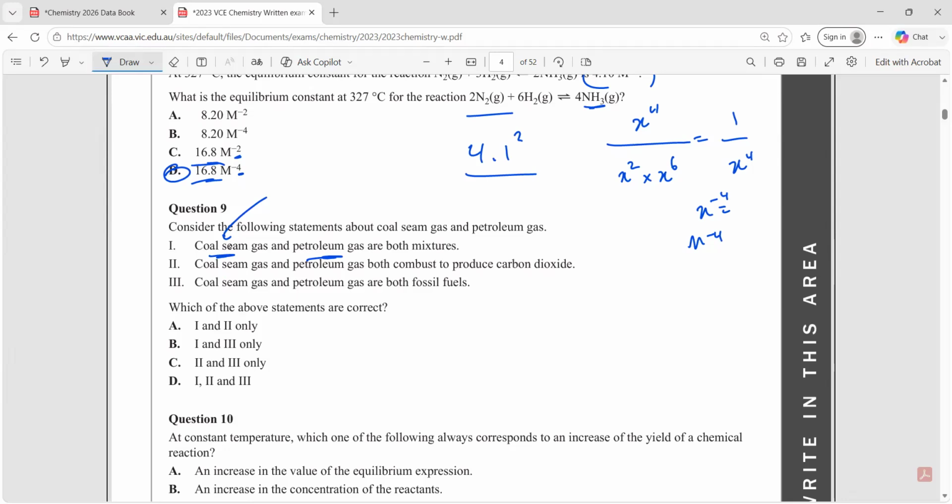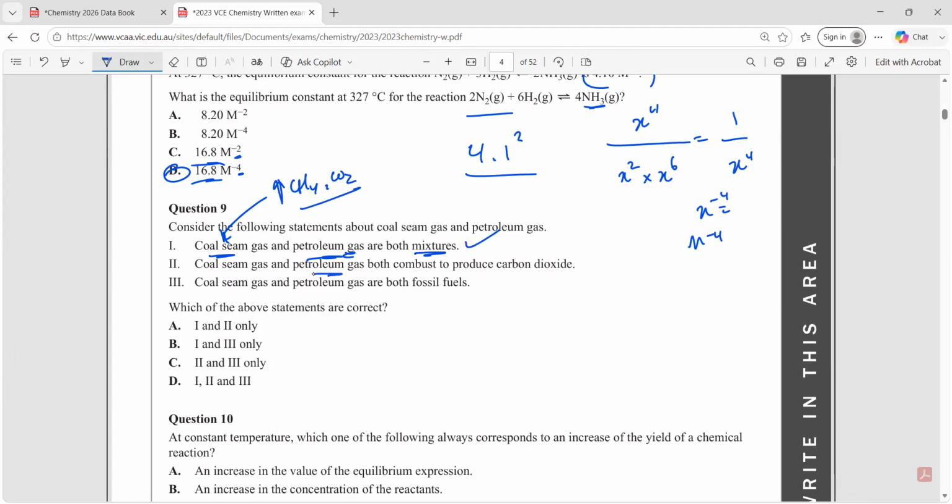So coal seam gas is basically the gas that's found whenever we're fracking for coal, whenever we're mining for coal. And it tends to be a pretty high percentage of methane alongside carbon dioxide, right? So that's a mixture. And then petroleum gas, obviously, is produced via the distillation of crude oil. So that'll still be a mixture of different types of alkanes and things like that.